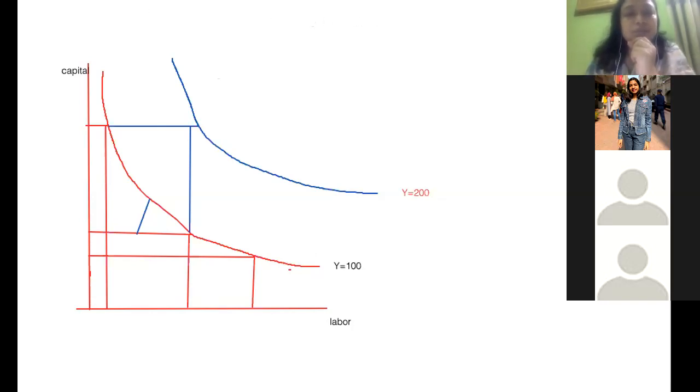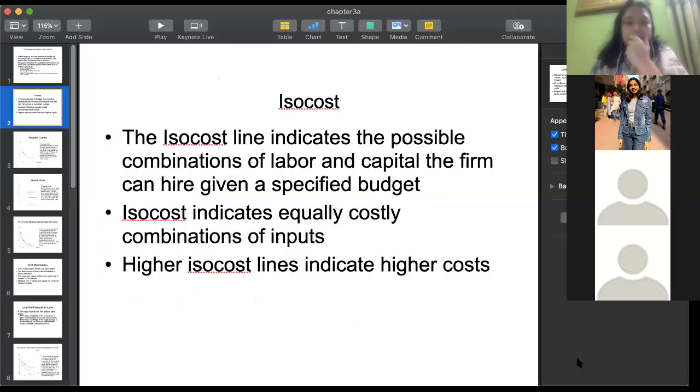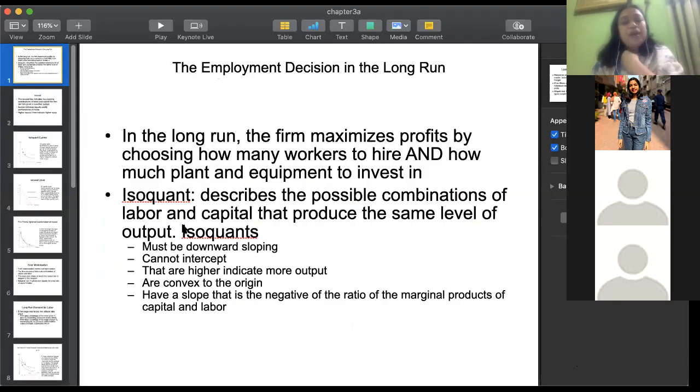So isoquants must be downward sloping, cannot intersect, and higher ones indicate higher output. They are convex to the origin. All right, this we didn't cover. They have a slope that is the negative of the ratio of the marginal productivities. These two are very important. So let's go back to: are convex to the origin and have a slope that is negative of the ratio of the marginal productivities.